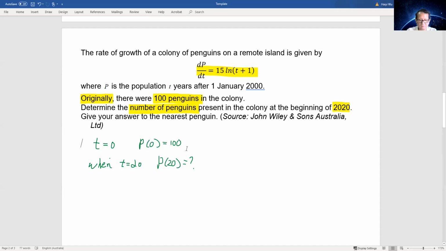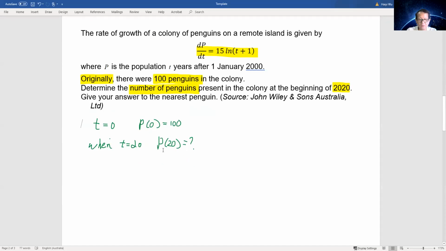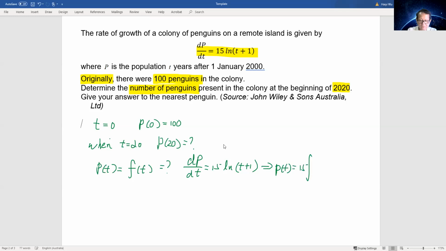This looks like a simple question, but the problem is how we establish a relationship between population, which we call P(t), against time. So we need a function of t. We don't know it yet, so that means we need to integrate. Because we know the rate of change, dP/dt, to find the relationship between P and t we need to integrate ln(t + 1) with respect to time. This is our goal: how can we solve that?